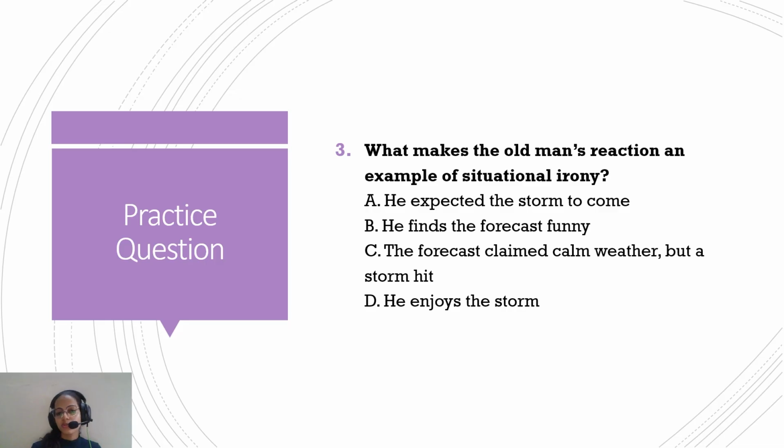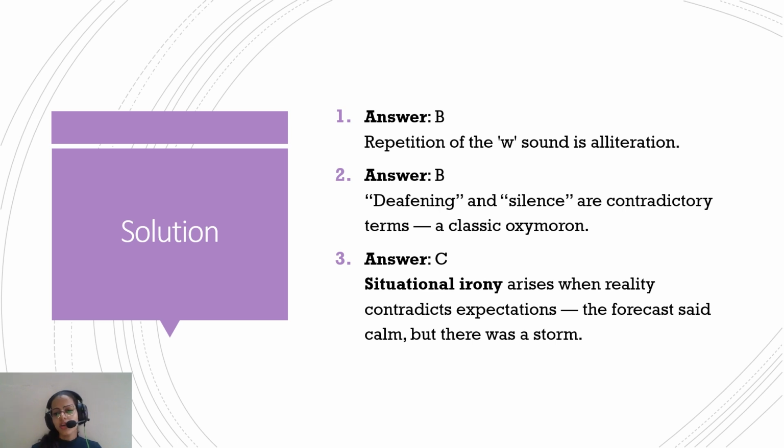So why is the situation ironical? Because he expected the storm to come, because he finds the forecast funny, the forecast claimed calm weather but a storm hit, or D, he enjoys that storm. So option C is the correct option, because irony arises when reality contradicts the expectations. The forecast said the weather will be calm, but there was a storm.